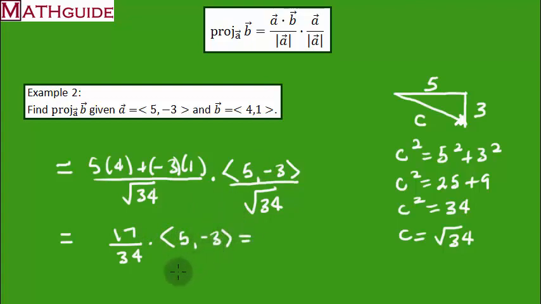When you do that, of course, you take the fraction times both of those values separately. So I take the fraction times 5. And by the way, 17 over 34, that's a half. So I'm really taking a half times 5, which is 2.5. I'm taking half times negative 3, which is negative 1.5. There you go. There's our answer of our projection of vector B on vector A.